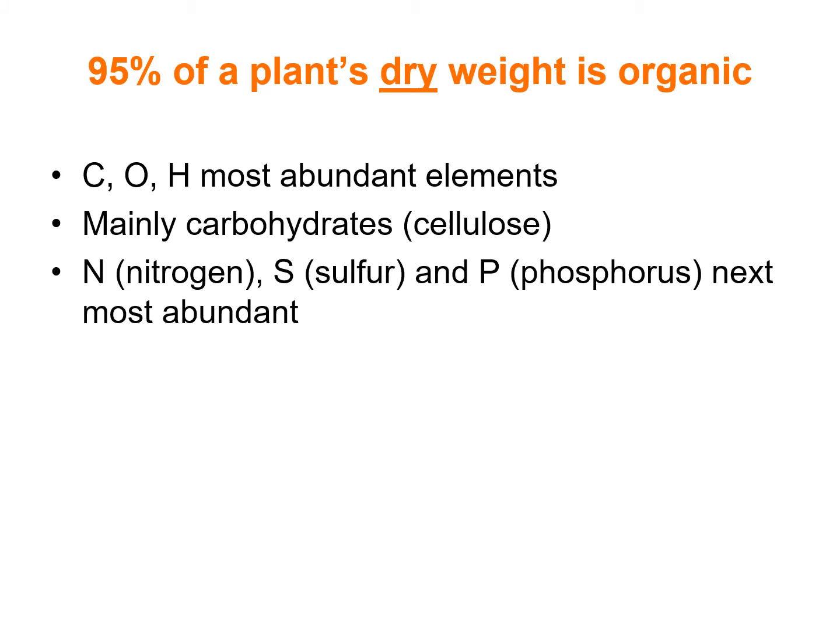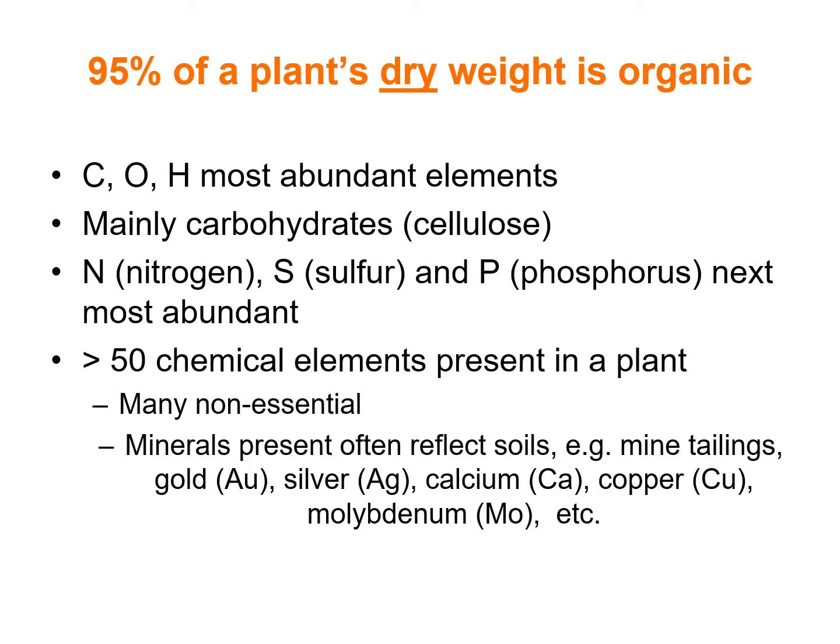The rest of the materials in the organic fraction is going to include some nitrogen, some sulfur, and some phosphorus. And these are the next three most abundant elements in plants after carbon, oxygen, and hydrogen. Then there's an additional something like 50 chemical elements present in plants. Many of these are believed to be non-essential.